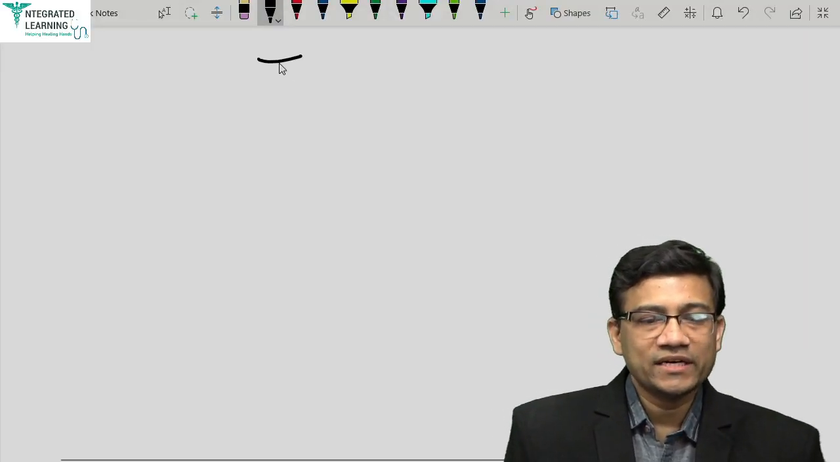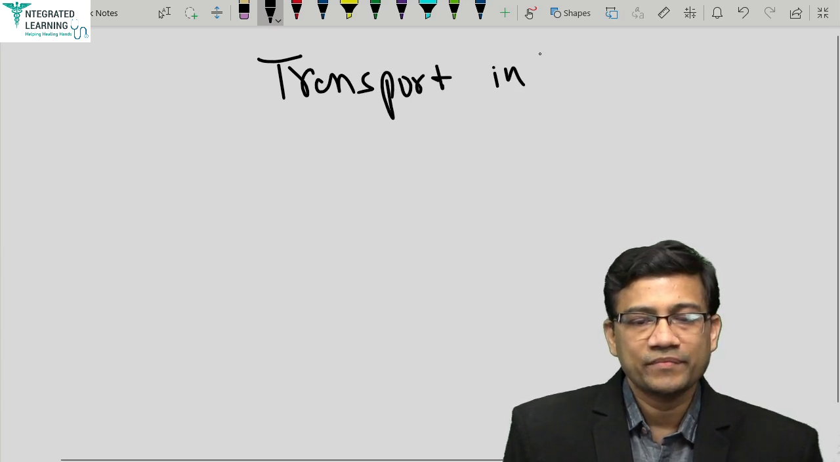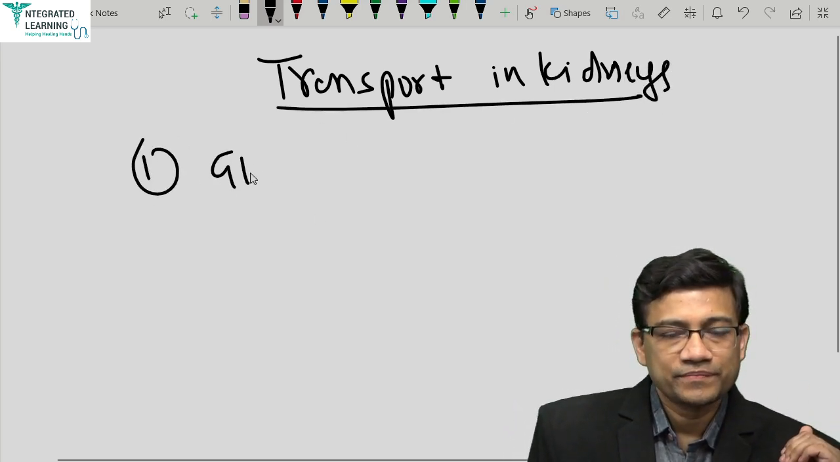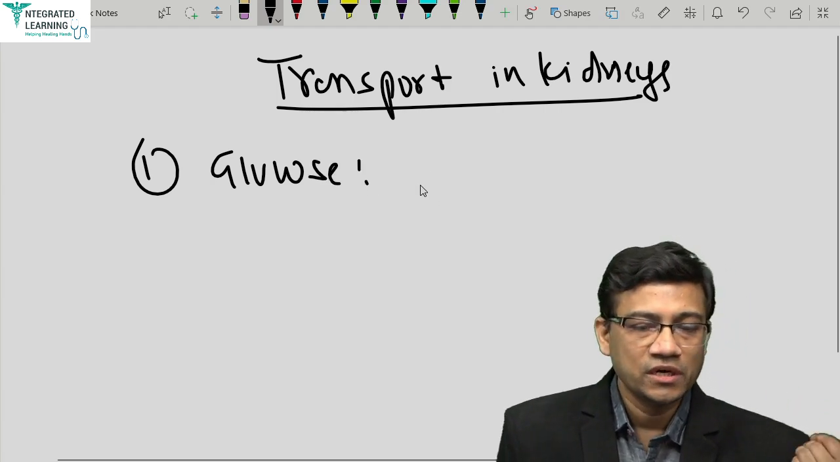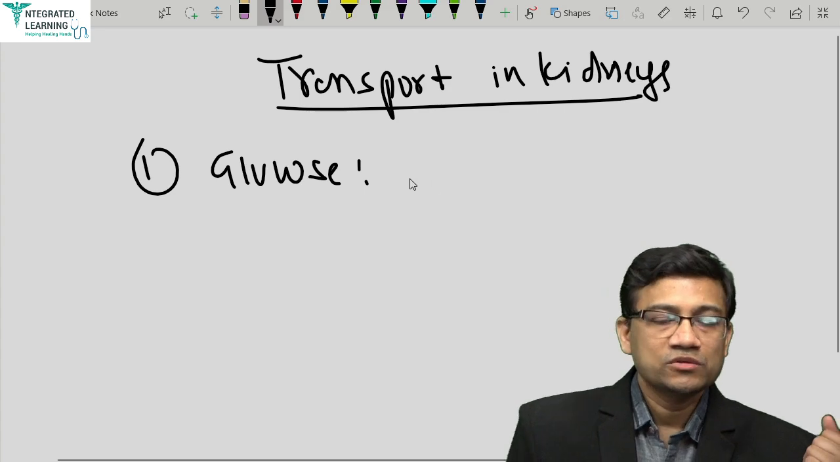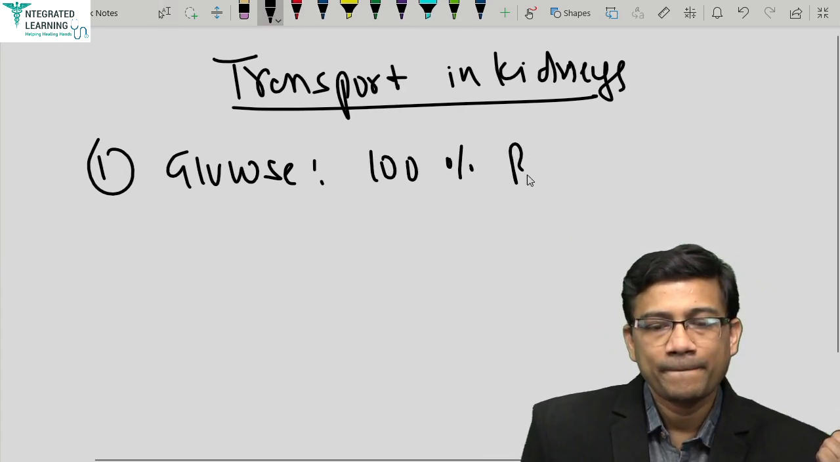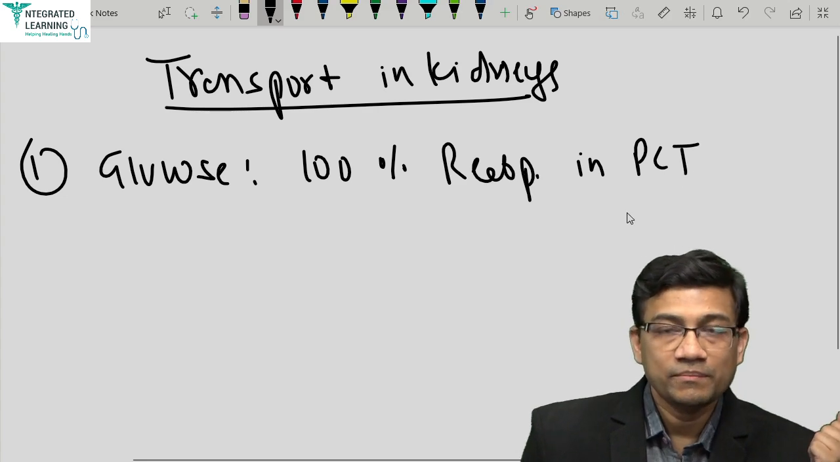Okay, now we look at the transport in kidney, that is secretion and reabsorption. So first we'll start with glucose. As you all know, you don't want any glucose to be lost in urine, so precious for energy requirement of the body. So that is why it's 100% reabsorbed. Where? In PCT. Okay, in PCT.